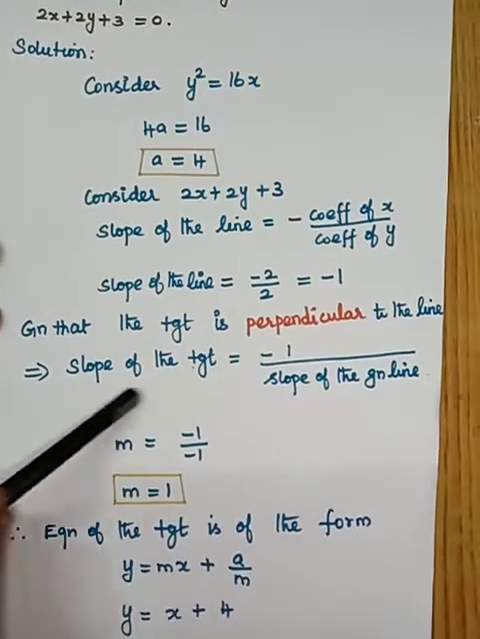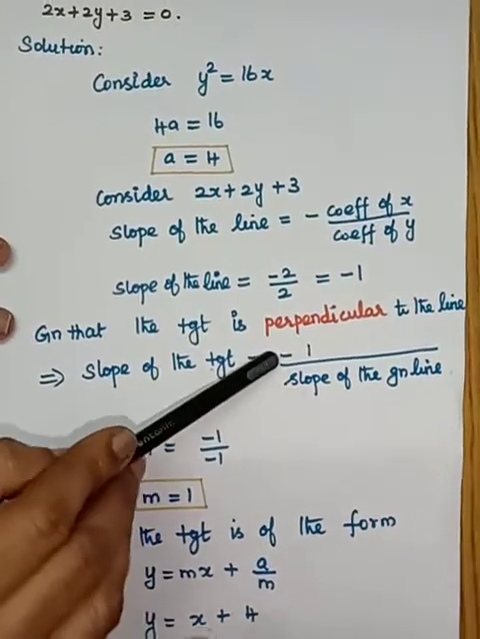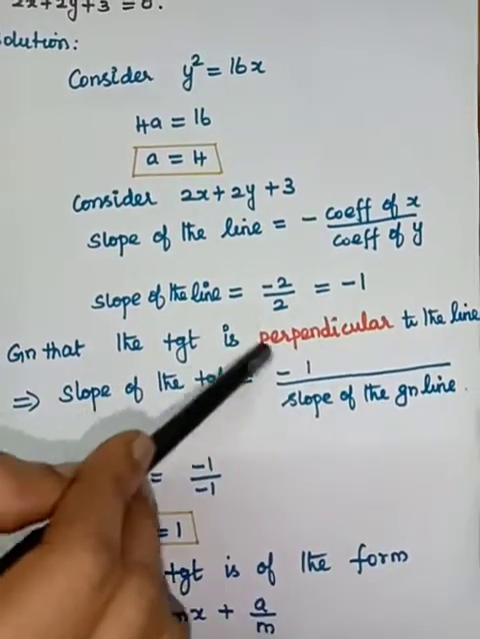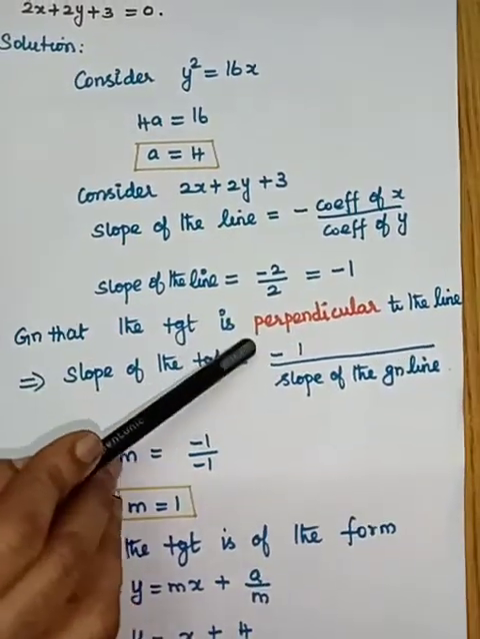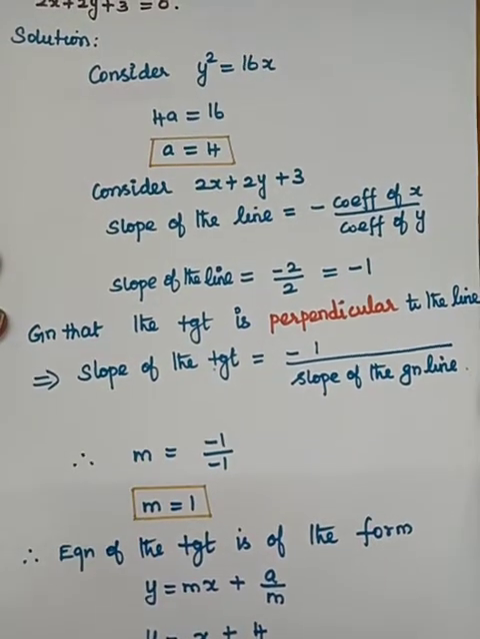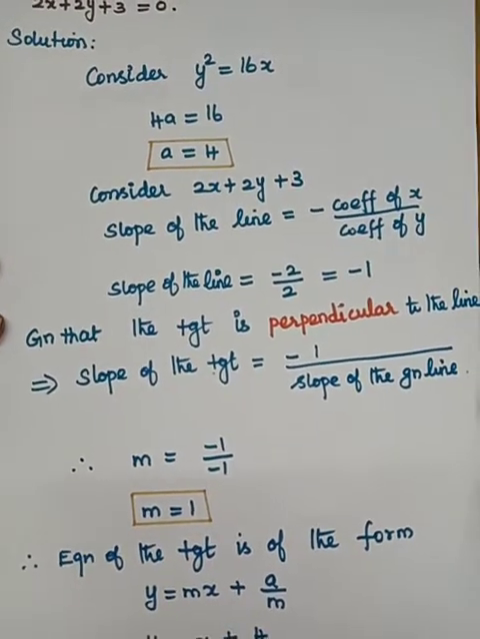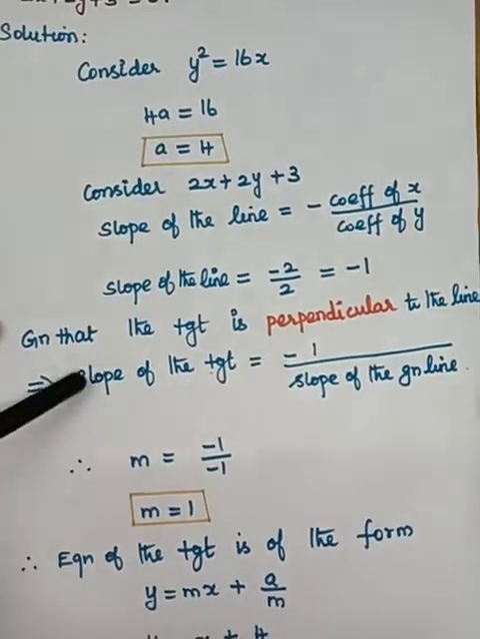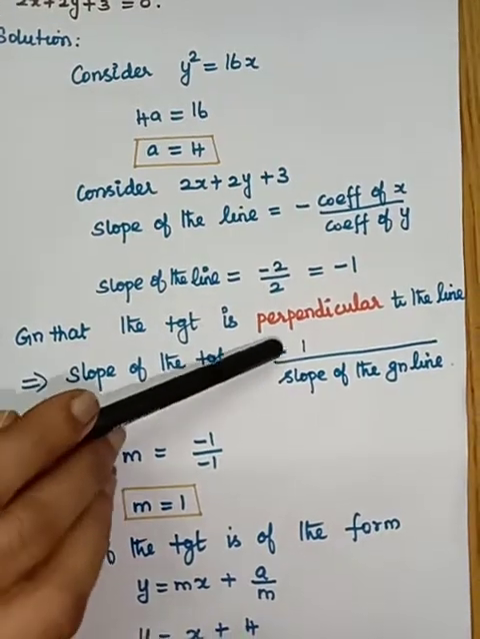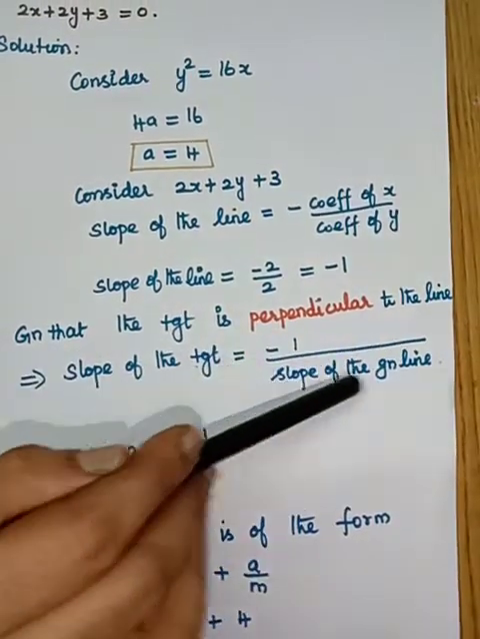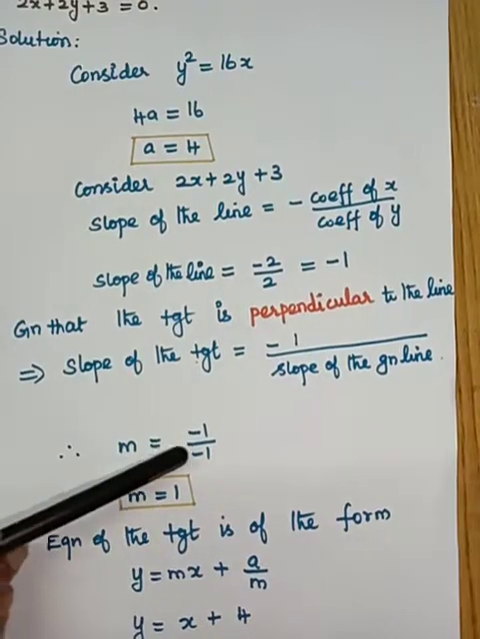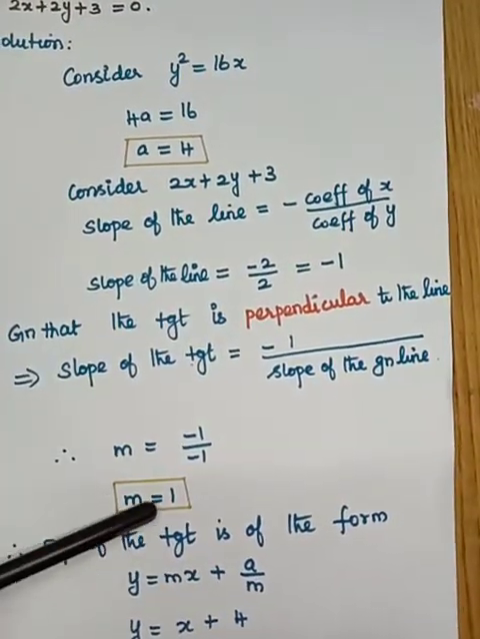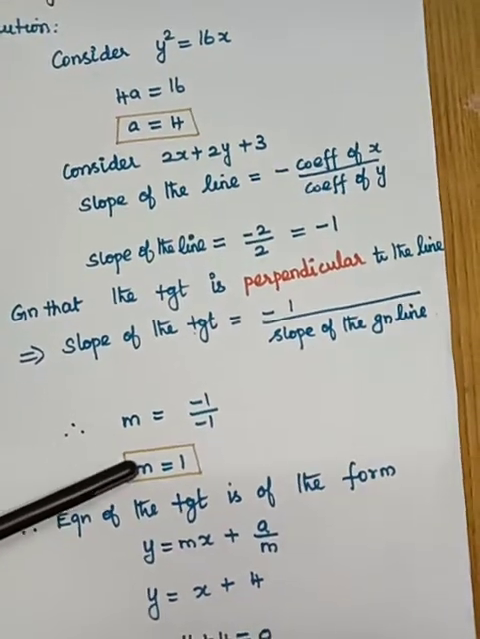So slope of the tangent is equal to minus 1 by slope of the given line. Why is it so? If the lines are perpendicular, m1 m2 is equal to minus 1. So if m2 is needed, we have to write minus 1 by m1. So here slope of the tangent is equal to minus 1 by slope of the given line. What is the slope of the given line? That is minus 1. So m is equal to 1. m represents the slope of the tangent.